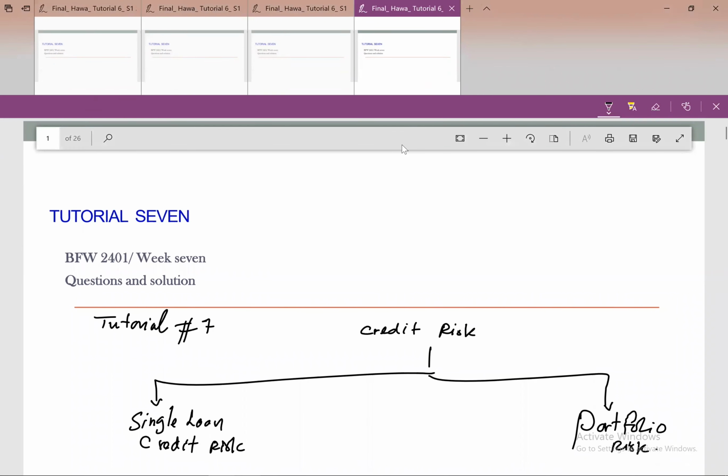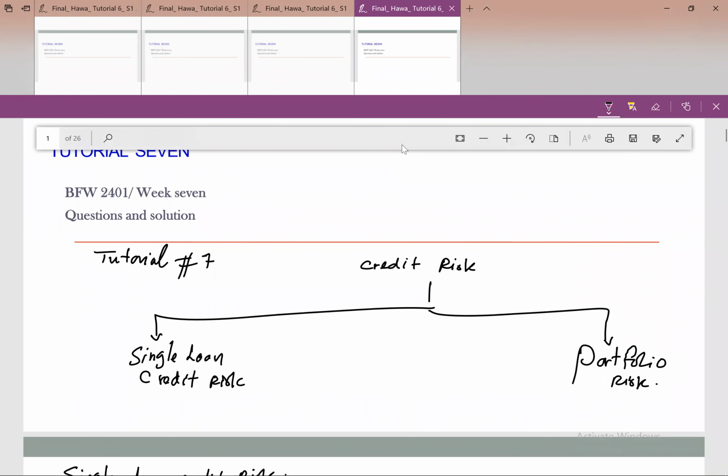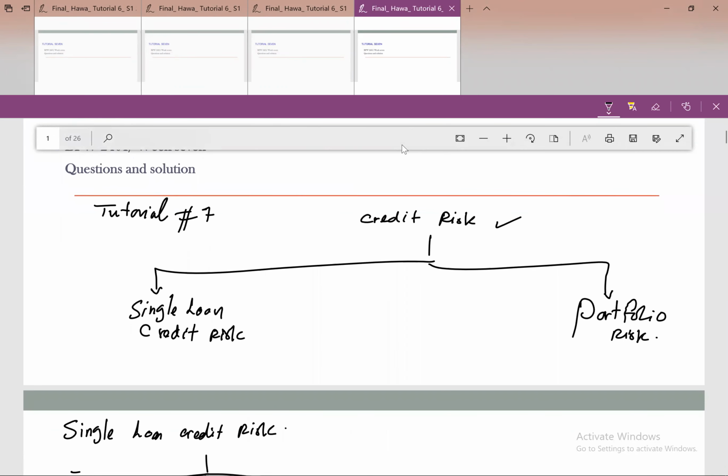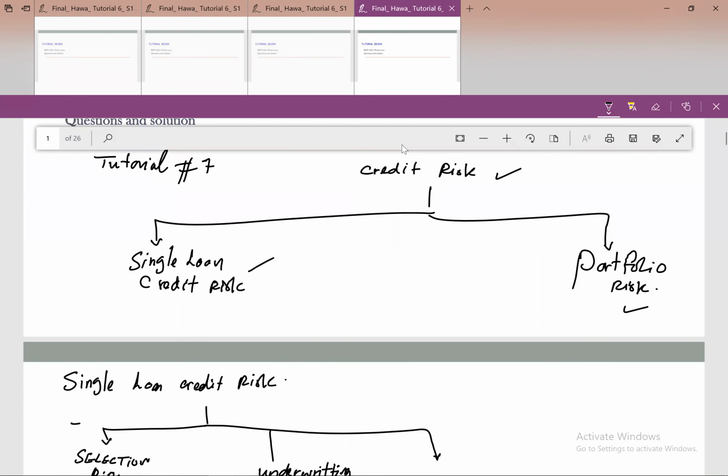Okay, hello everyone. I am recording this tutorial. So we are talking about tutorial number 7, and in tutorial number 7, we are talking about credit risk, and credit risk is actually single loan credit risk and portfolio risk.